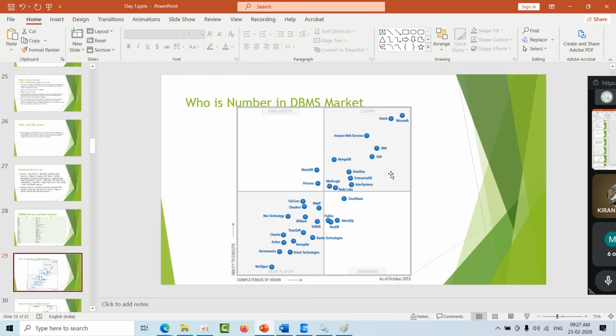This is the Gartner report, and we have four boxes: leaders, challengers, niche players, and visionaries. Leaders means current trend and long future, currently running with high standards and more market growth. Visionaries means they implement new technology; they don't have a big market, but they are introducing new technology to the market. Niche players means they specialize in only one technology.